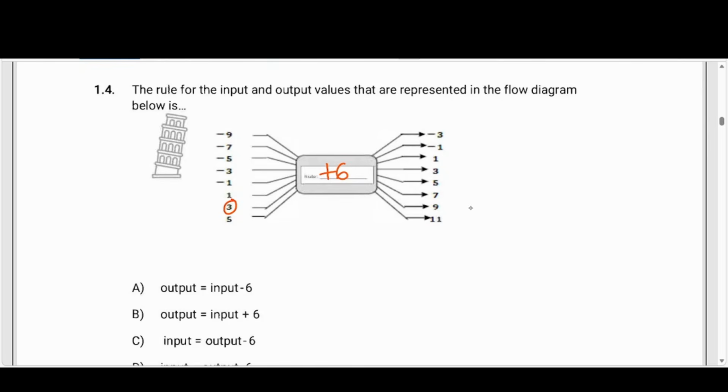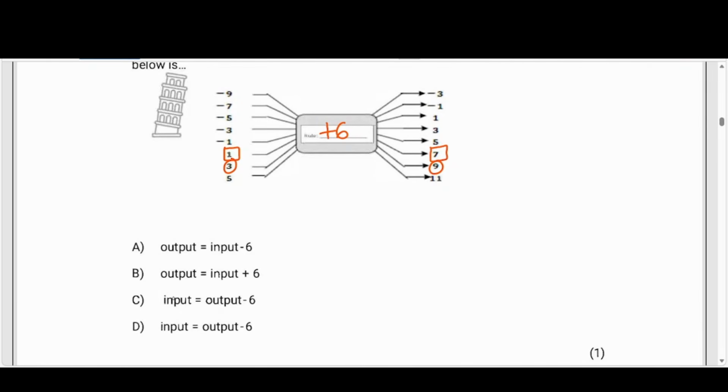3, add 6 is going to give me 9. Yeah, that's right. 1, add 6 is going to give me 7. So yeah, that is our rule. So it is always all inputs add 6. So here we can see output is inputs add 6. So this is going to be B.